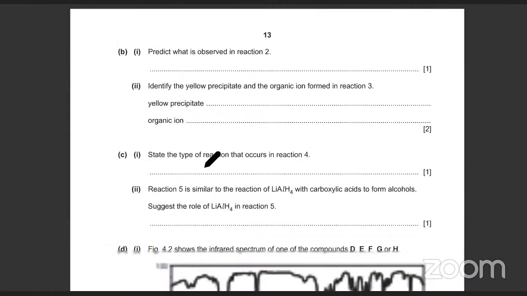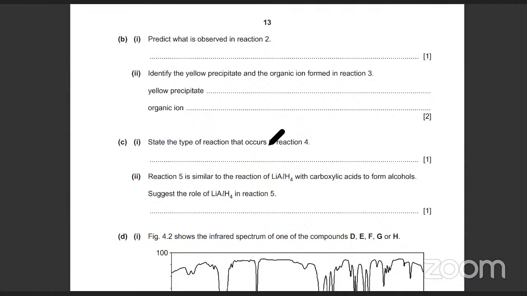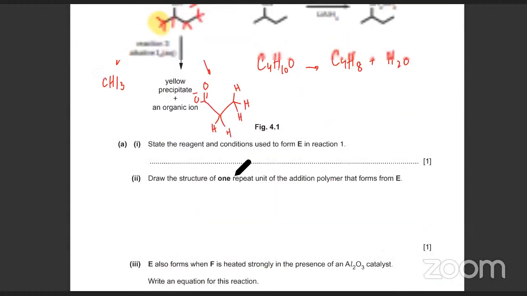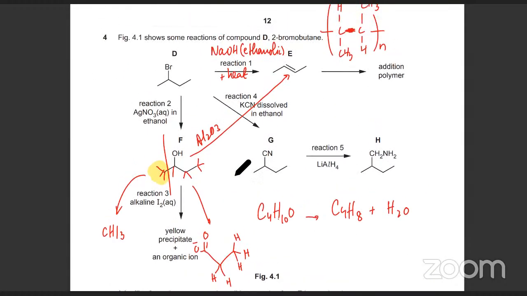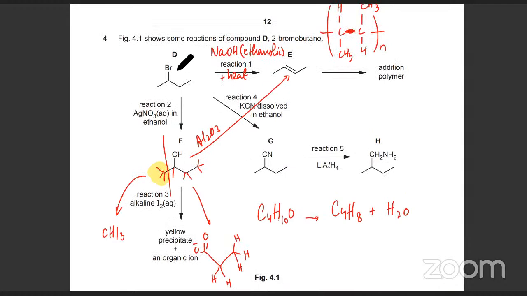Now the question is to state the type of reaction that occurs in reaction 4. So reaction number 4. What is this reaction? Ethanolic KCN. The Br is getting substituted by a CN. So what is the reaction called? Substitution. Or to be more specific, what type of substitution is this? Free radical? No, that's nucleophilic.